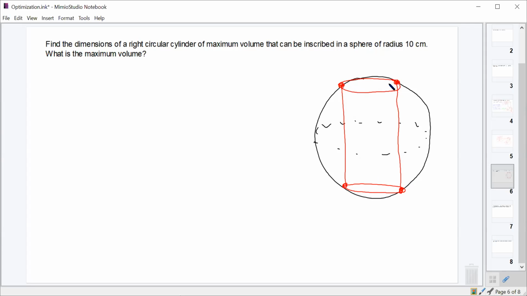Good or no? With the picture? Good. Okay.